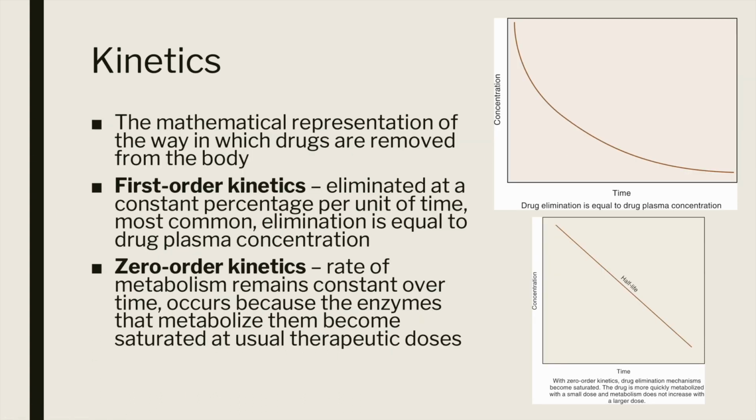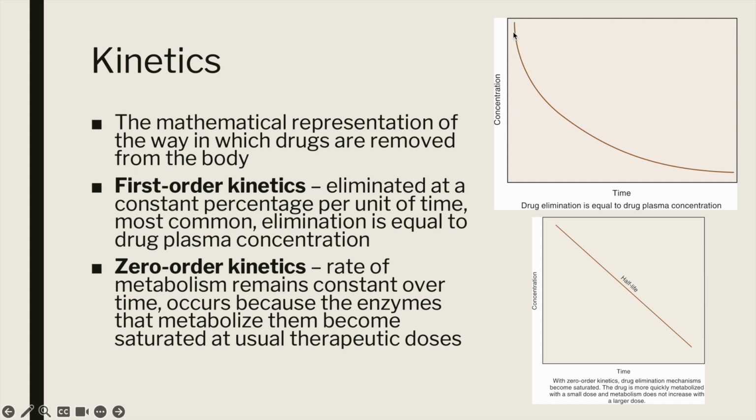All right, now let's take a look at kinetics. So kinetics is the mathematical representation of the way that drugs are removed from the body. First order kinetics is illustrated by this top graph, which you can see is a downward curve. This means that a drug is eliminated at a constant percentage per unit of time. First order kinetics is most common, and it means that elimination is equal to the drug plasma concentration.